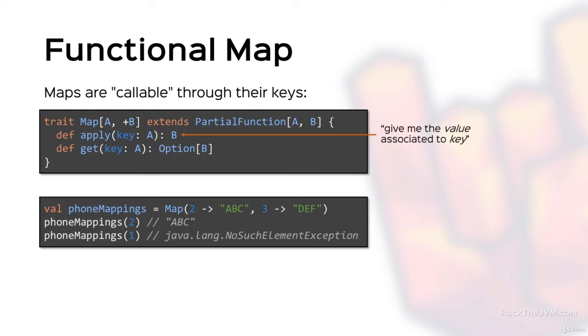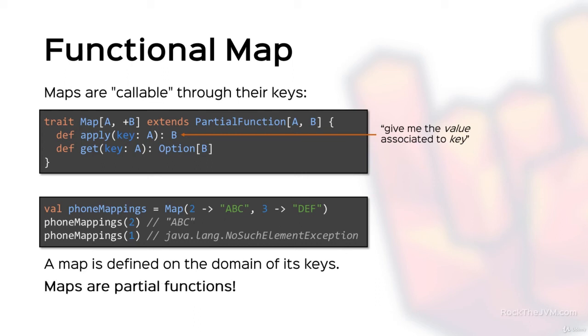Now, what functional thing takes an argument and either returns a value or throws an exception? Well, hint, it's a partial function. So a map is defined on the domain of its keys, which is a subdomain on the type A. So maps are actually partial functions.